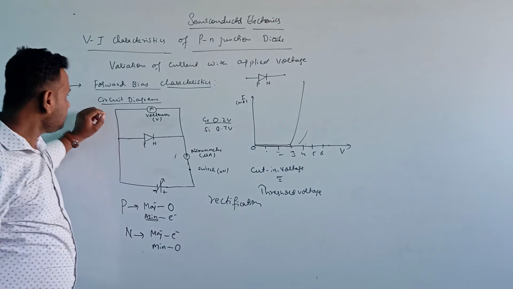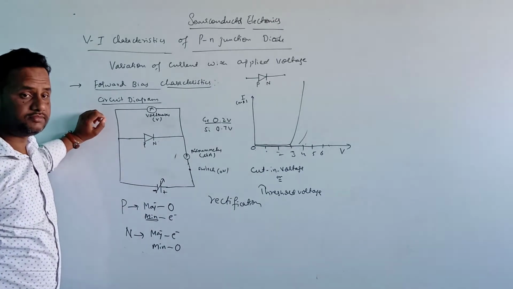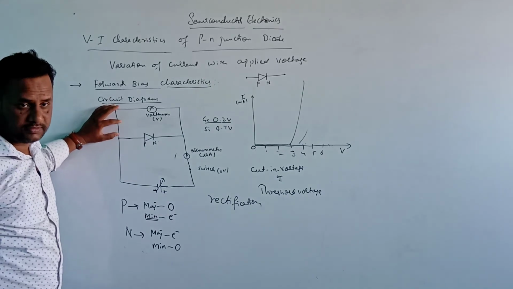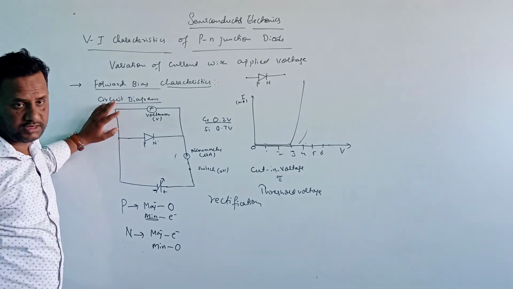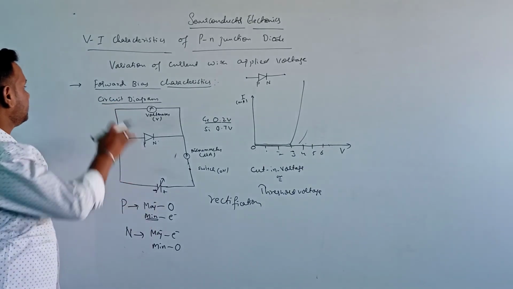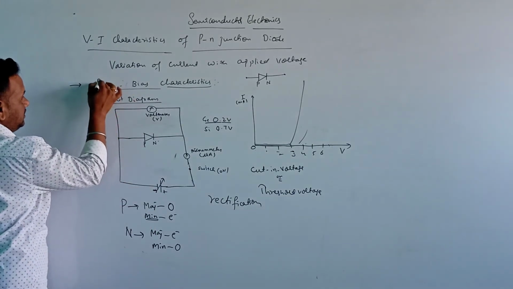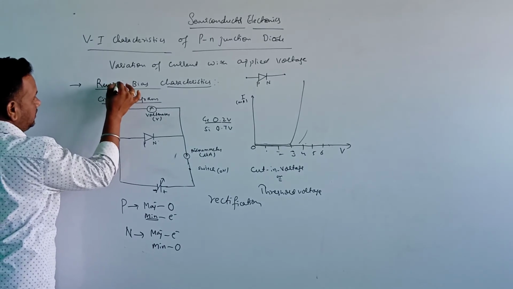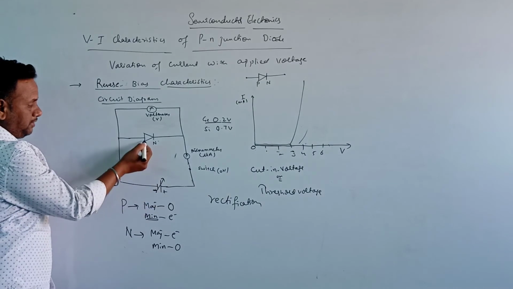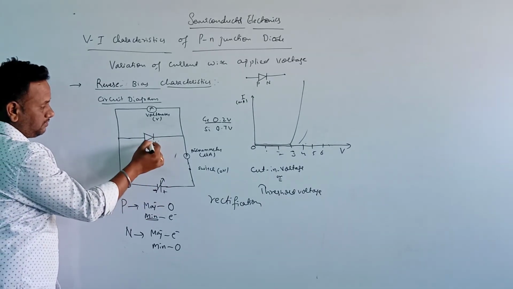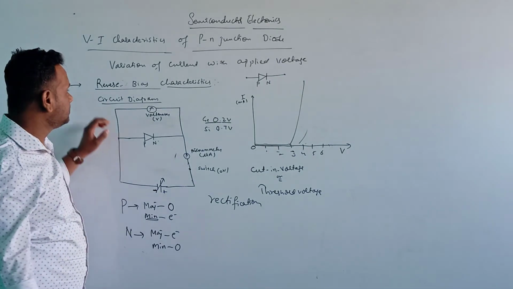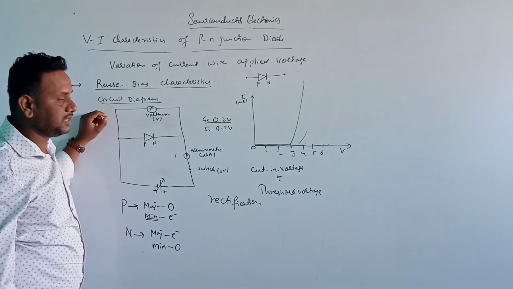So that current when it is increasing means that is only because of the minority charge carriers present in the p region and the n region. Understood? Okay, so that is called this reverse bias. Now we have discussed the reverse bias here. Sorry, I forgot to write here reverse bias characteristics. Okay, p region is connected to negative terminal and n region is connected to the positive terminal. Okay, so this is all about the reverse bias characteristics.